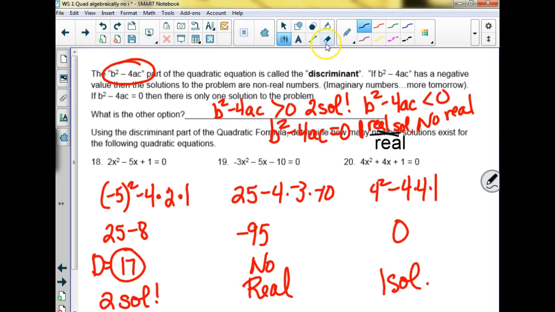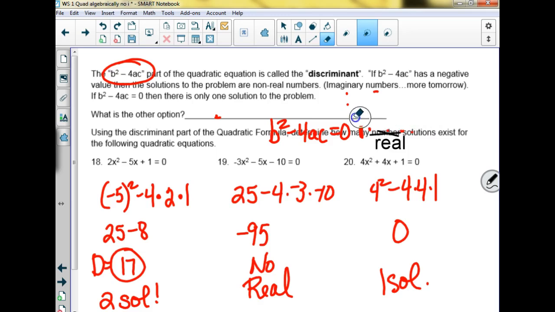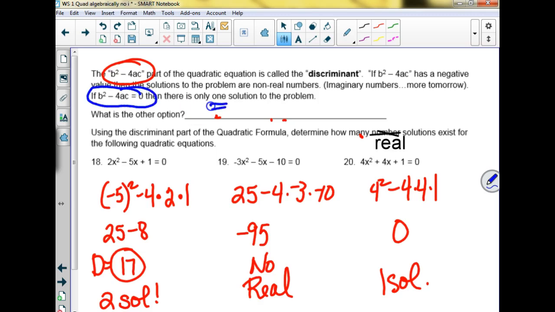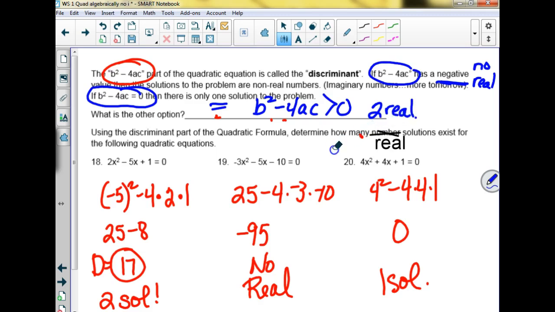I hope you got this part when I was going real fast here. The deal is, it says here that if this is equal to 0, then there's only 1 solution. If this is negative, then there are no real solutions. The other possibility would be that b squared minus 4ac would be greater than 0 or positive, and then there would be 2 real solutions. So on the quiz, it's going to say, what is D? And then it's going to say, what does that mean about the number of real solutions?